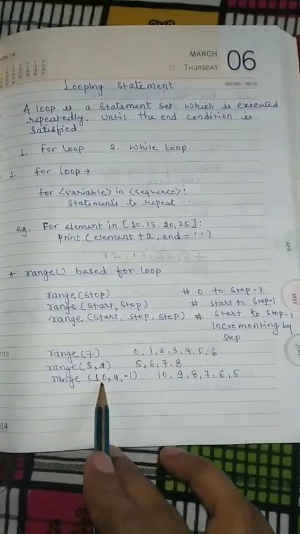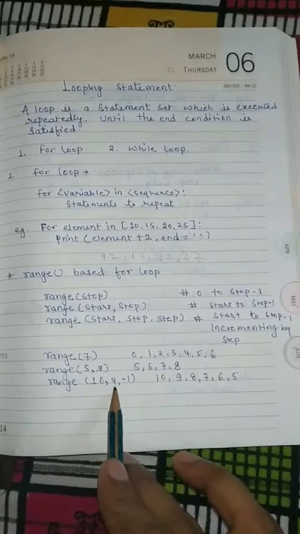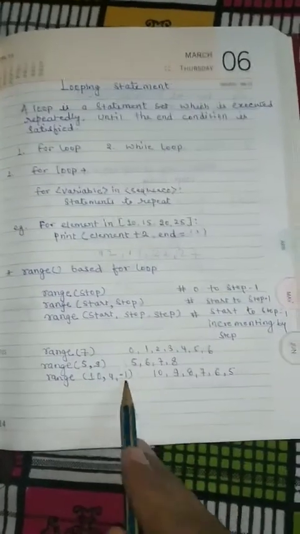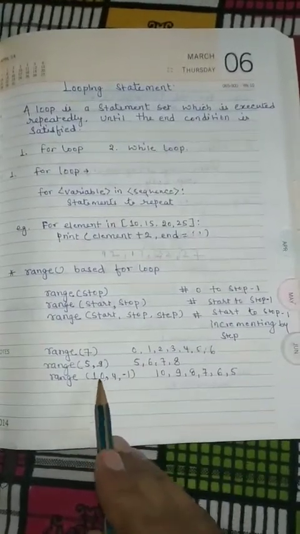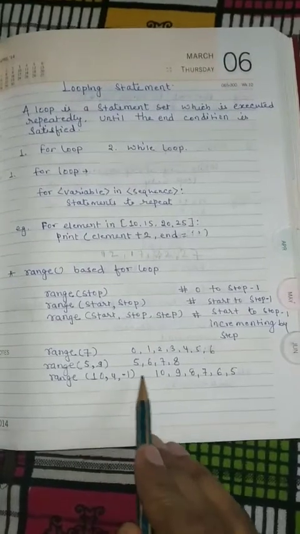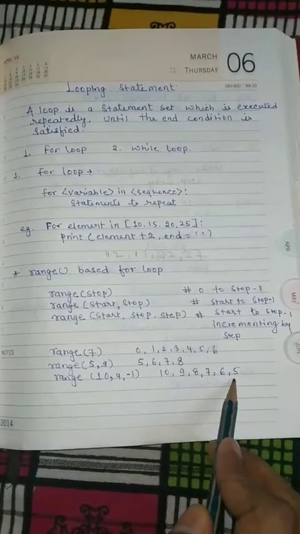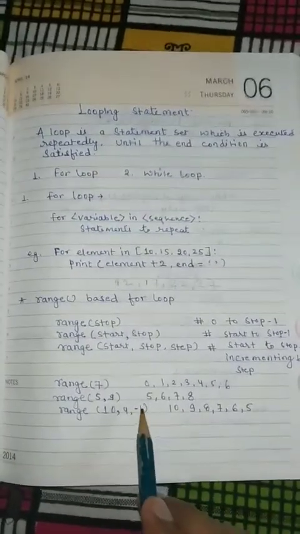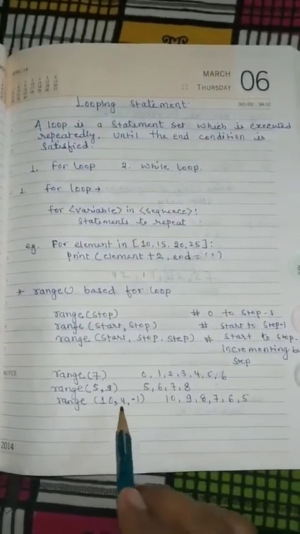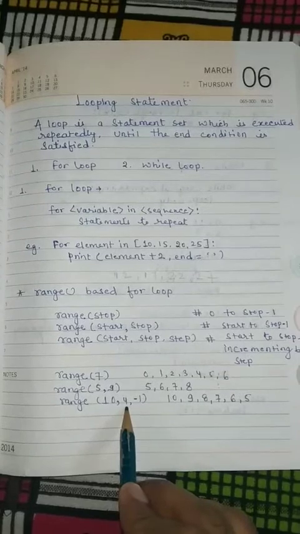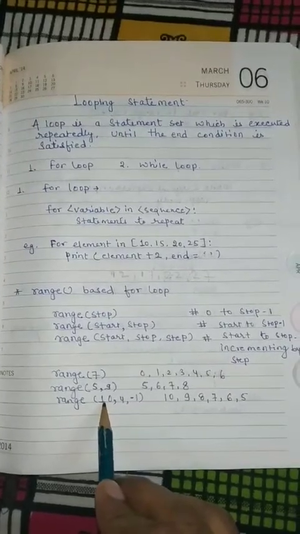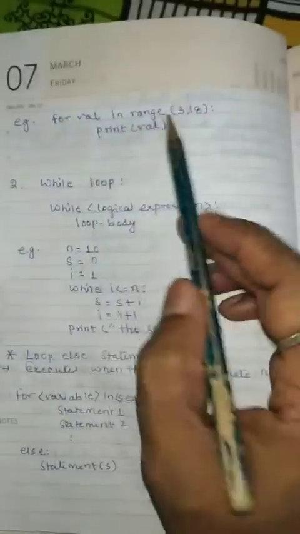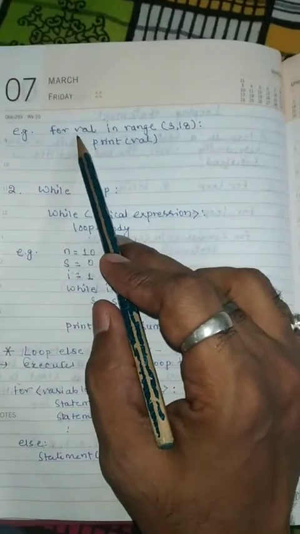Next, the start point is 10, the stop point is 4, and the step is minus 1. So start from 10: 10, 9, 8, 7, 6, 5. Before 4 it will stop. Here minus 1 is the step value, 4 is the stop point, and 10 is the start point.